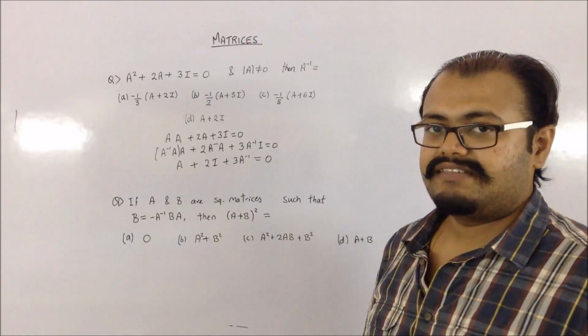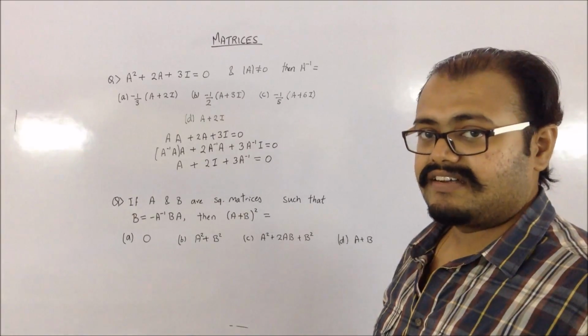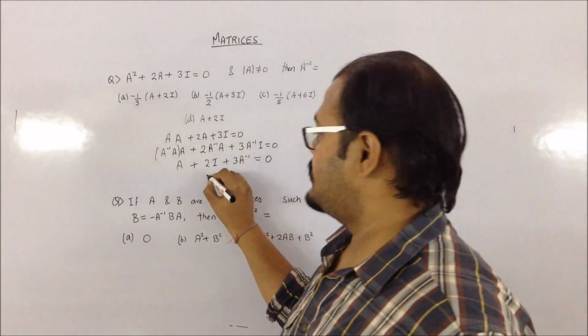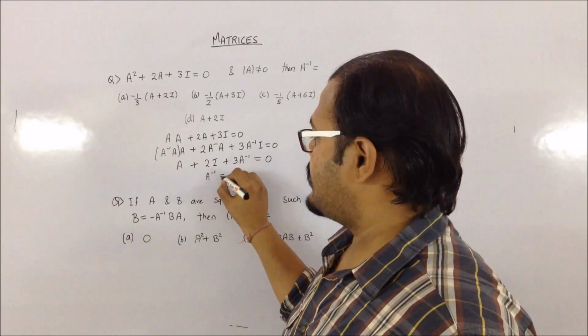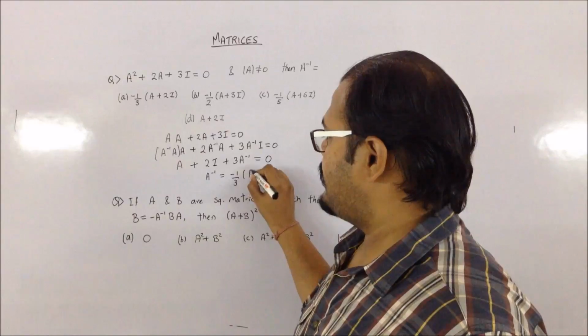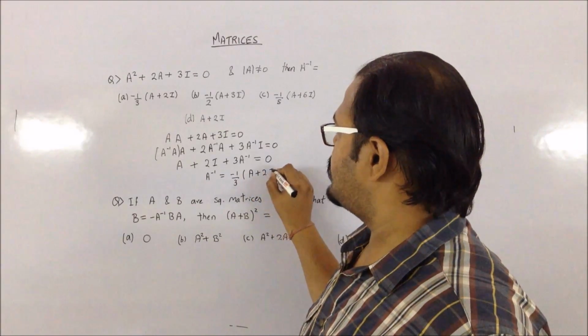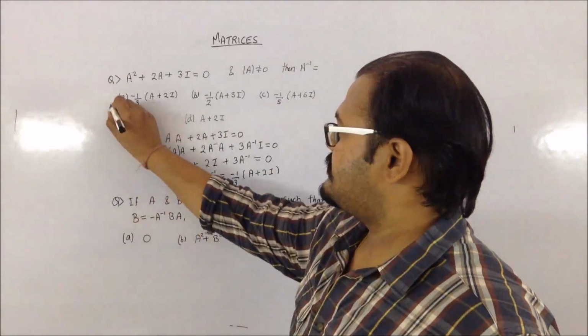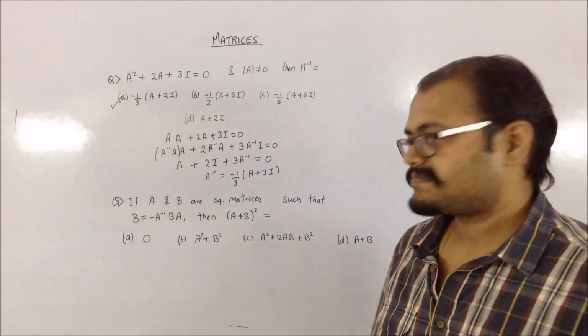Leaving A inverse on the same side, other things you will take on the other side. So you will get A inverse as minus 1 by 3 into A plus 2I. So basically it's the first option.